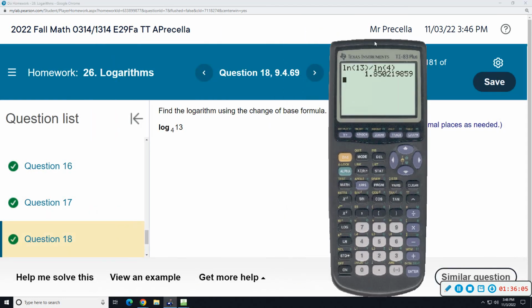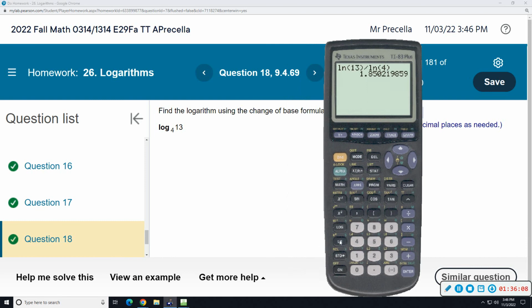Oh, I have a fun idea. Suppose, maybe I'm just lying to you. Maybe you don't have to close those parentheses. If you'd gone ln 13 divided by ln 4, do you think you're going to get the correct answer? Let's see. No, nowhere near. Okay. Any questions there?